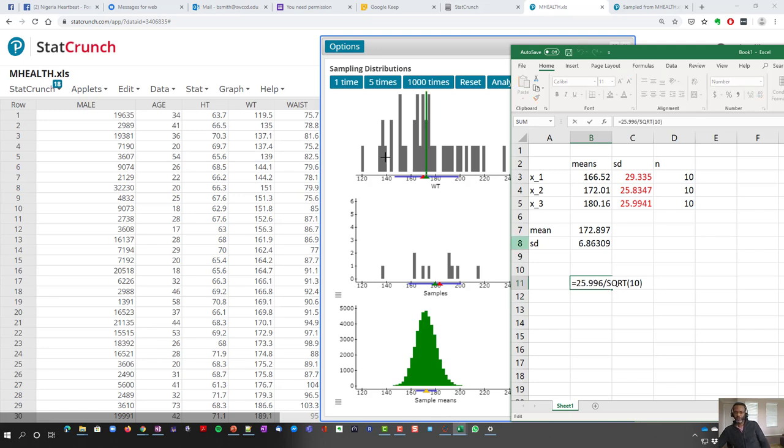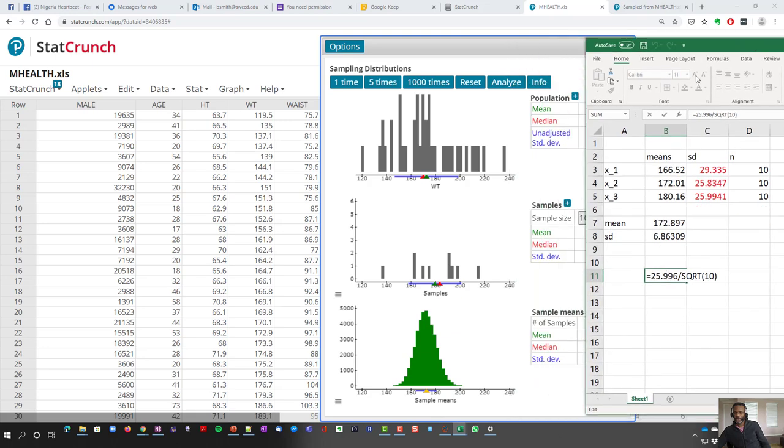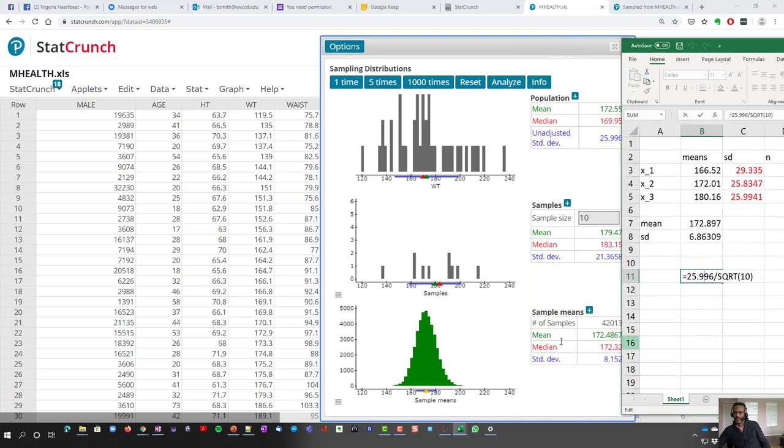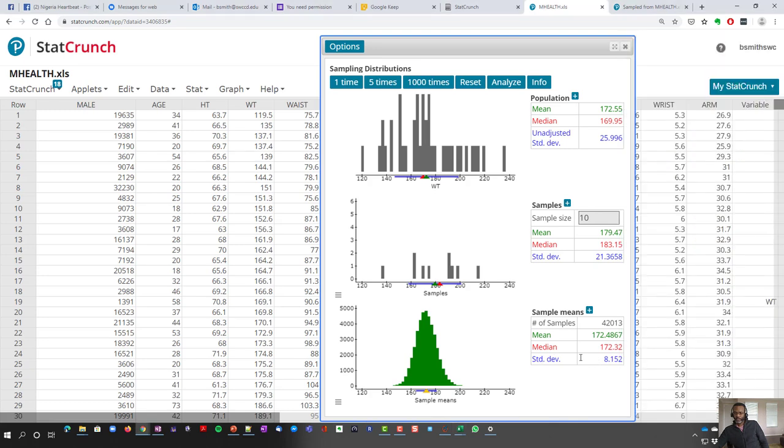So knowing what the original standard deviation is, the spread of, you know, where 68% are plus or minus one standard deviation up here, it says that down here the standard deviation of the samples, if we were to put them in a histogram, is going to be the original standard deviation, 25.996, divided by the square root of the sample size, which is 8.2 if we round it to one decimal. And so what we found in our simulation is that it is in fact 8.2, rounded off to one decimal.